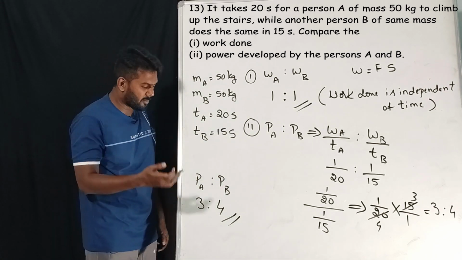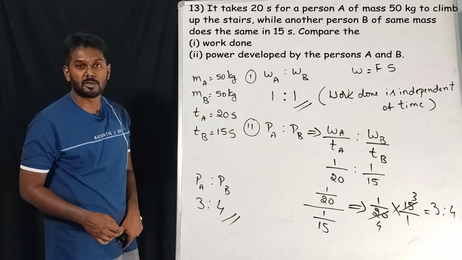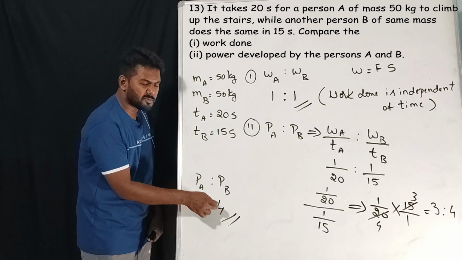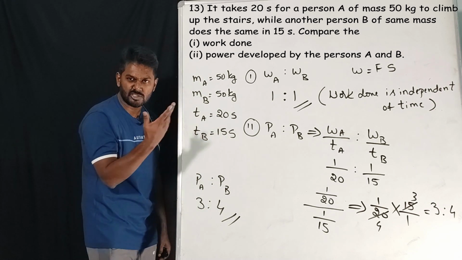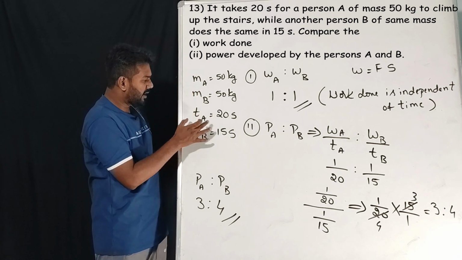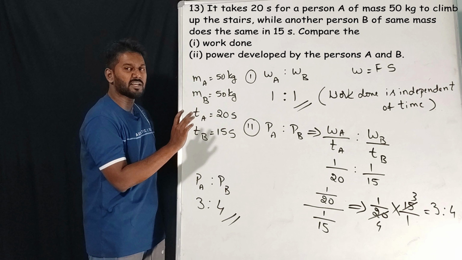That's it. What do you mean by PA and PB? Power spent by the person A, power spent by the person B. See, power spent by the person A is only 3 and power spent by the person B is 4. It is not the exact value, it is in the ratio. What do you mean by that? Listen, very simple thing. Person A will take 20 seconds to do one job. Person B will take 15 seconds.